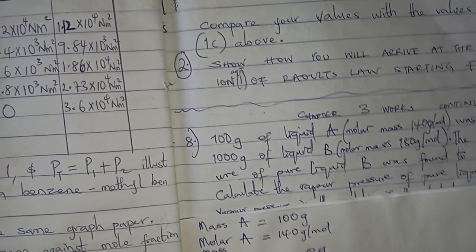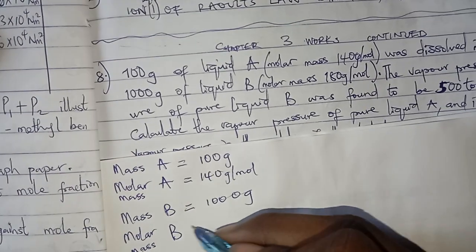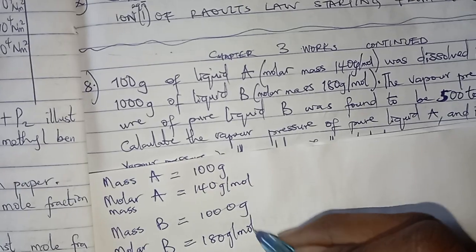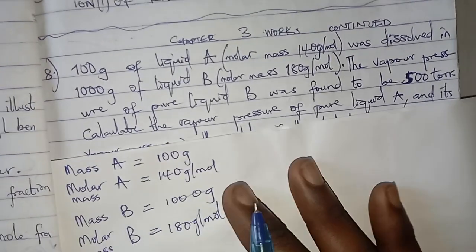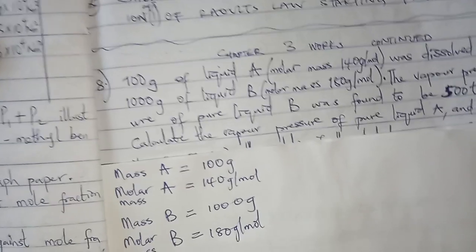Molar mass of B is equal to 180 gram per mole. And they're asking me the vapor pressure of pure liquid. They said the P naught, vapor pressure of pure liquid.